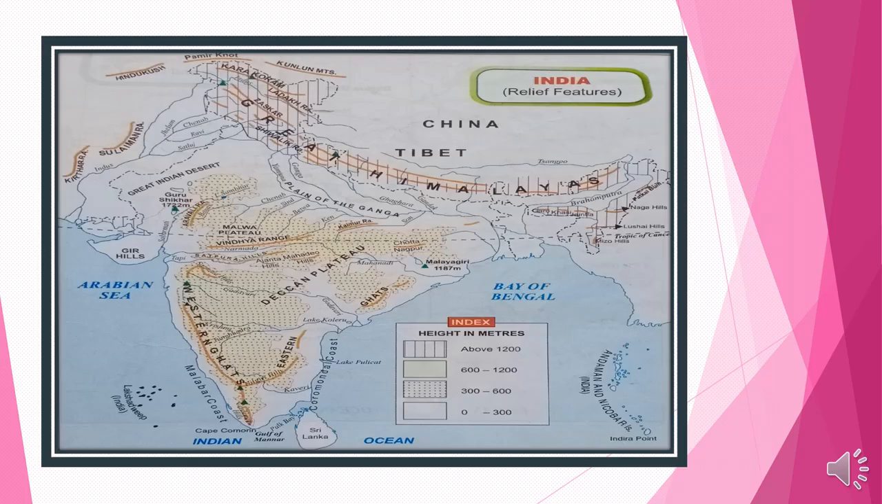The northern part is called Northern Sirkar, and it starts from Odisha to Andhra Pradesh, and the southern part is called Coromandel coast.